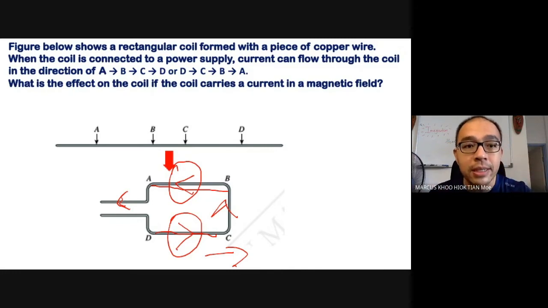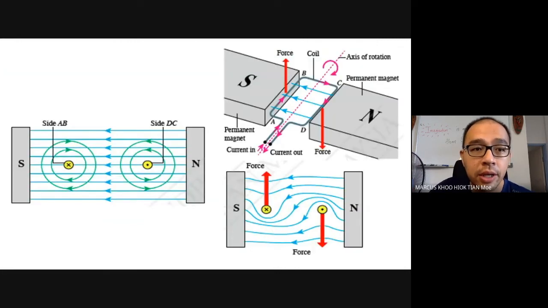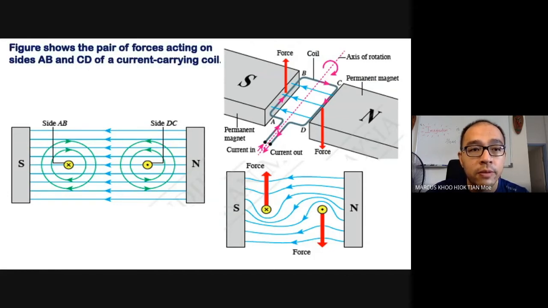So what happens when you put both of these in the same magnetic field? Again, working principle behind our good friend the fan. Okay, let's take a look at this. So this is what is going to happen. Side AB, let's say I put the North Pole over here. I put the North Pole over here and the South Pole over here. So this is the AB and this is the CD.